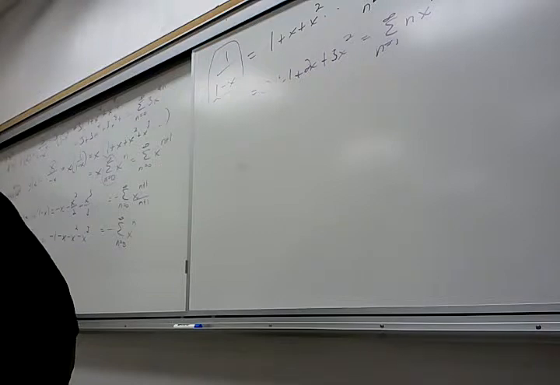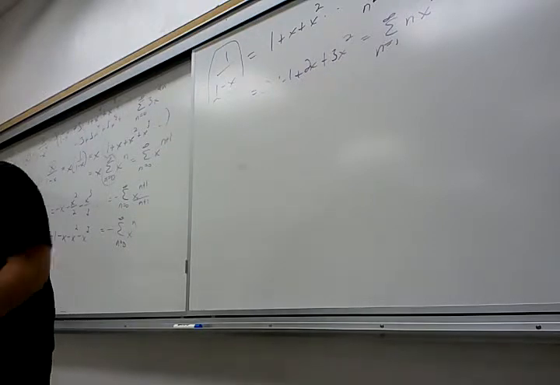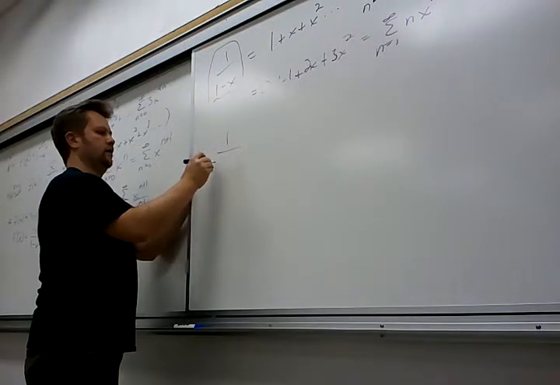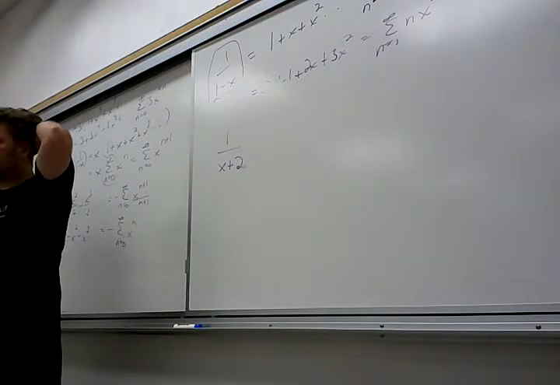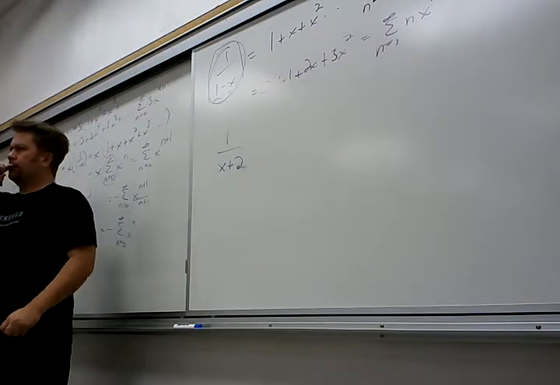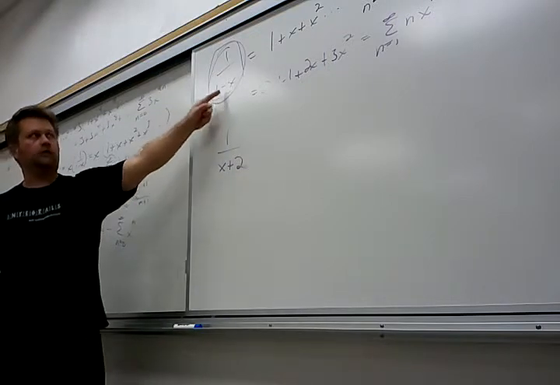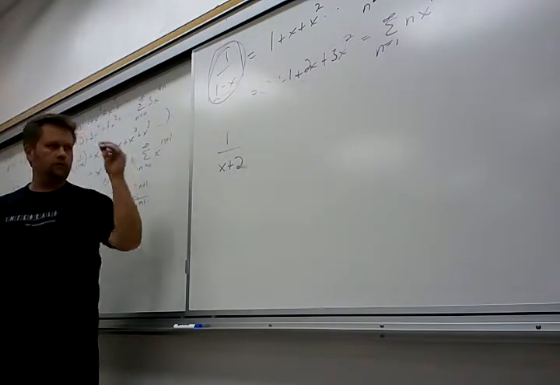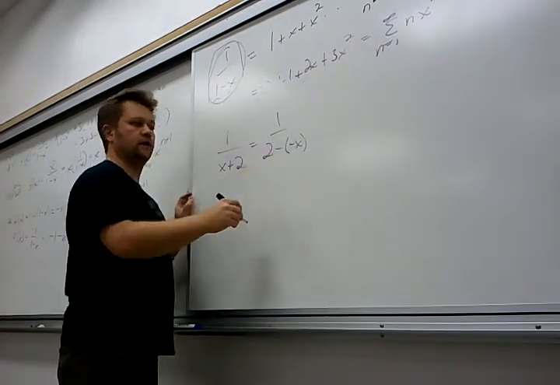The examples in here are really good. When you get something a little freaky, like, oh, where's that one? Oh, this isn't even that freaky. But if I had something like 1 over x plus 2, for right now, our whole purpose is to try to make it look like this. So how could I make it look like that? I could first turn it around and make it 2 minus negative x. I mean, that's fine, right?